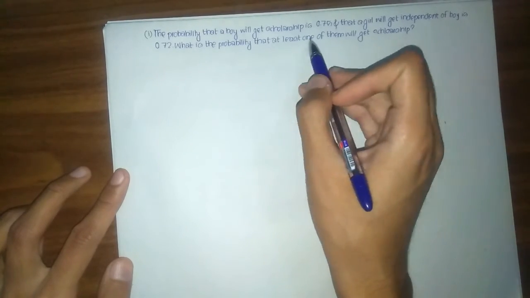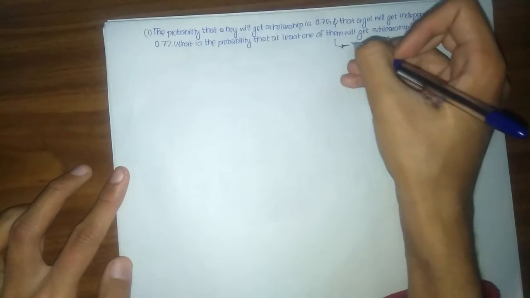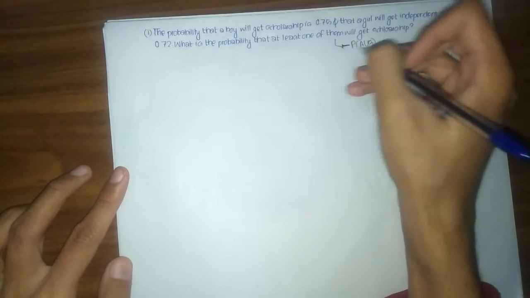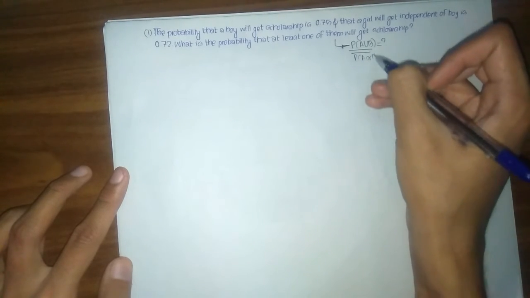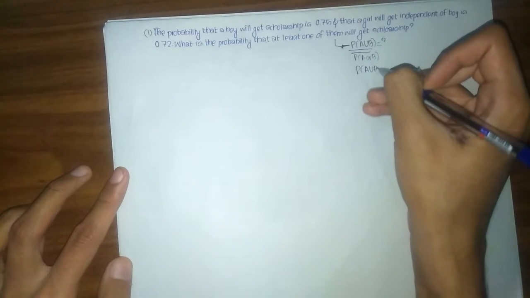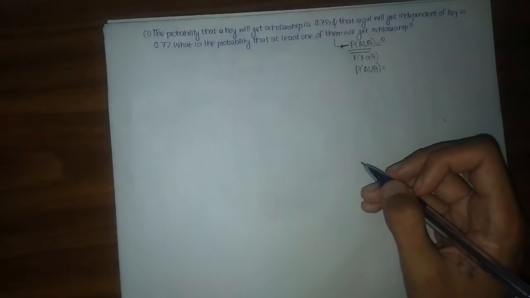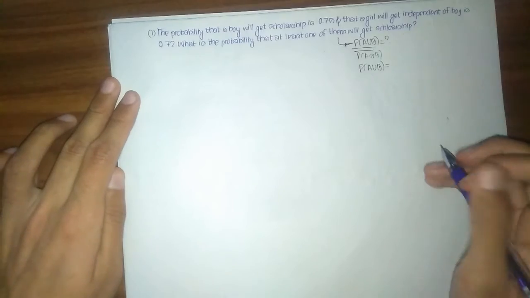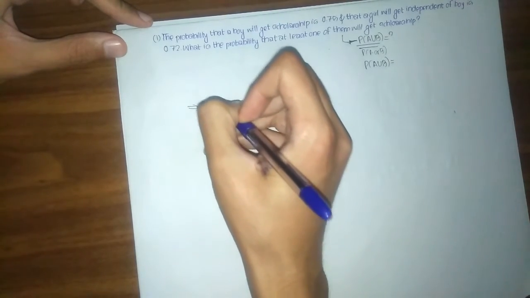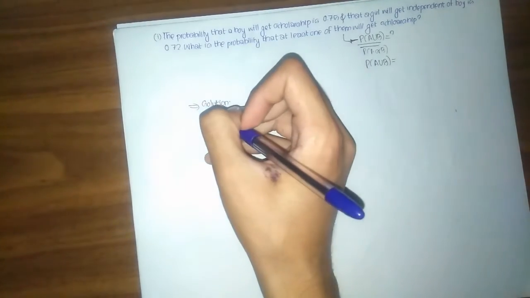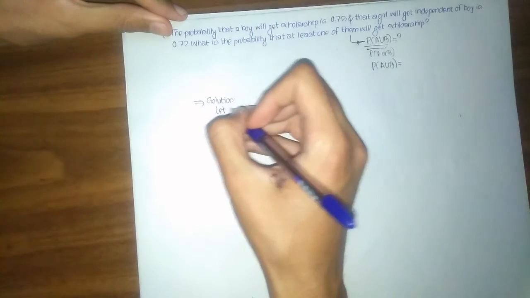As I explained in the earlier part of the video, at least one of them means we need to find A union B. This is what our question is asking us. When it says at least one of them, it means we need A or B, either A or B, which means P(A union B). Now we'll be solving this. Firstly, to begin, we'll write this as the solution.